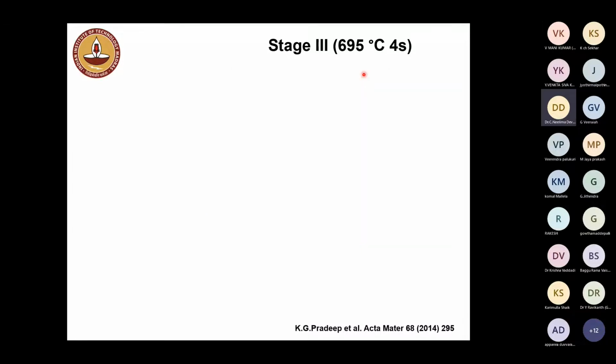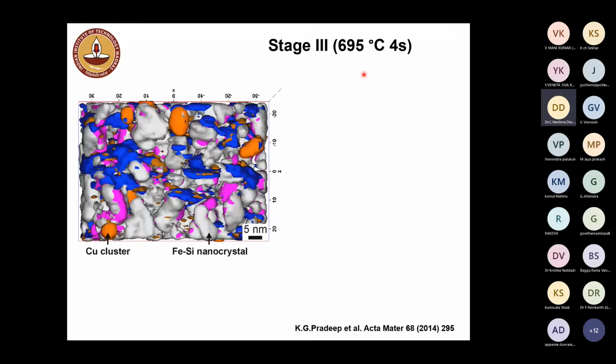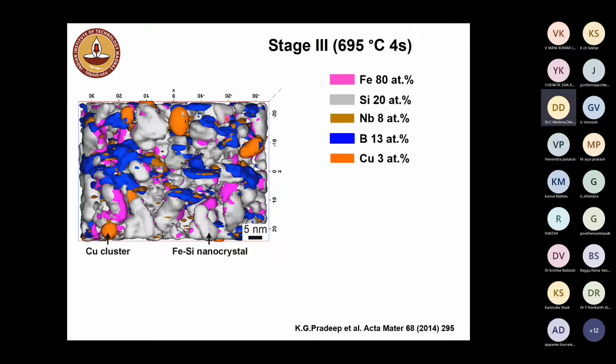Now, if you take the same thing with stage 3, discretize the data set based on the chemical identity, that means we can now identify the iron silicon crystals because we know anything beyond 555 degrees, we are now seeing iron silicon nanocrystals. You can now discretize these crystals based on their stoichiometry. That means 20% silicon, 80% iron, can identify which are those regions that are nanocrystalline.